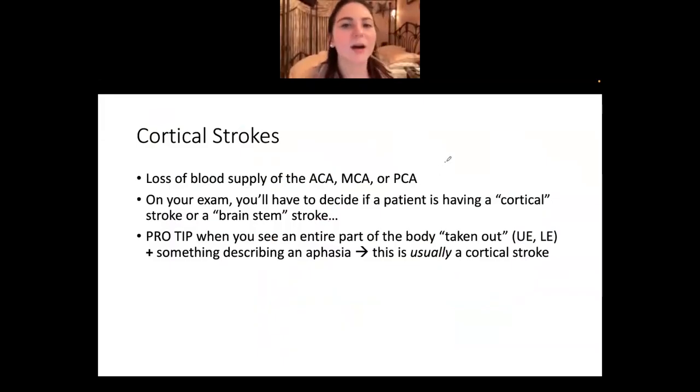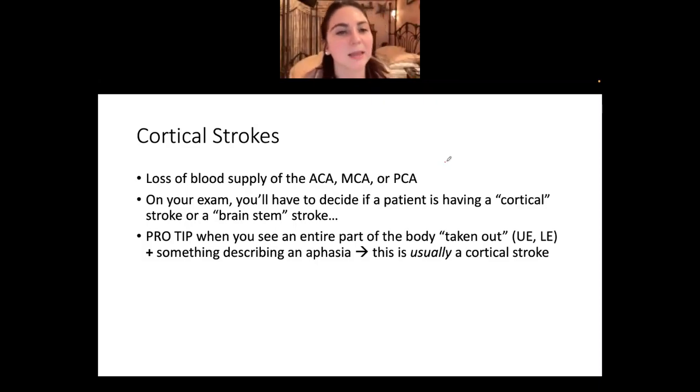Okay. Cortical strokes. So a stroke of basically the ACA, MCA, or PCA, these are your cortical strokes. These are not brainstem strokes. These are not cerebellar strokes. These are not other types of strokes. Cortical strokes are going to be the big strokes, like when people go to the hospital saying, I'm having a stroke. It's usually going to be one of these guys, an ACA, MCA, or PCA stroke.